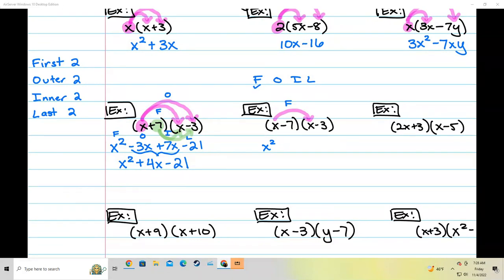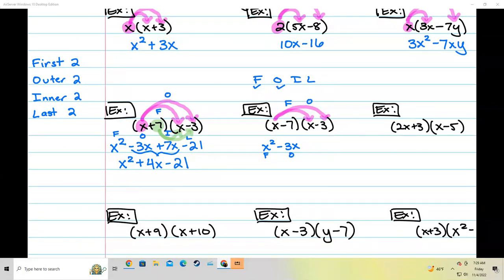The next one I'm going to do is the outer two. The outer two are the ones on the outside, so that would be the x and the negative 3. I'll write that down; this was my F. The ones on the outside: that was x times negative 3, which is a negative 3x. Those are the outside ones. Now I'm done with that.